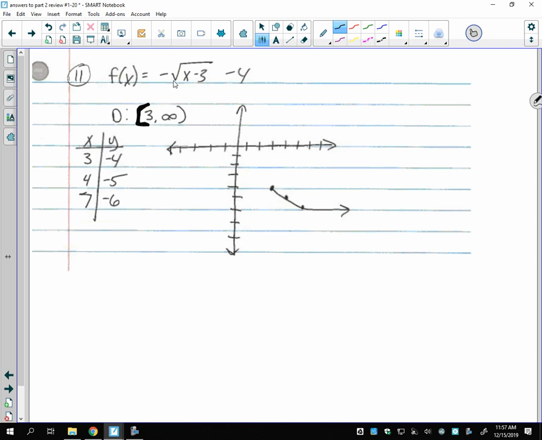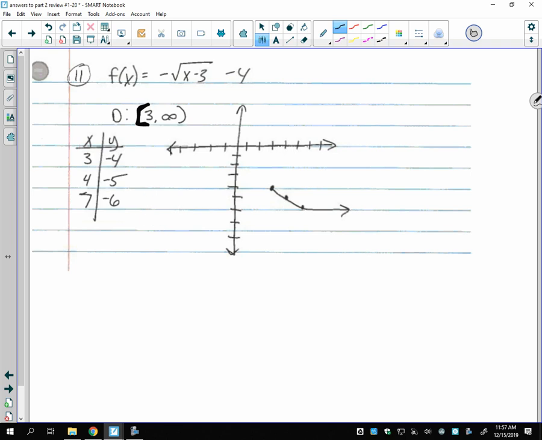And then you can pick whatever you want, but I picked 4 because 4 minus 3 gives me 1. So then that's the negative square root of 1, which is 1, minus 4, which gave me negative 5. And then I also picked 7 because 7 minus 3 is 4. So I get negative square root of 4, or negative 2 minus 4, which is negative 6. And so you can see I kind of put my dots there.